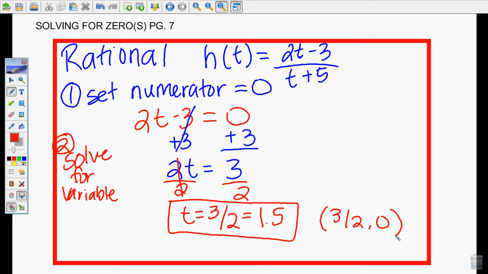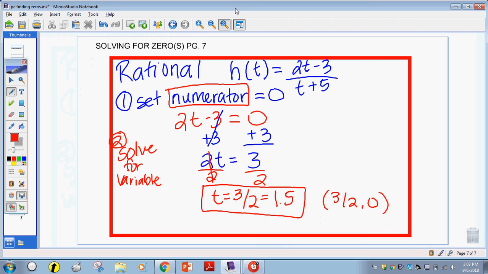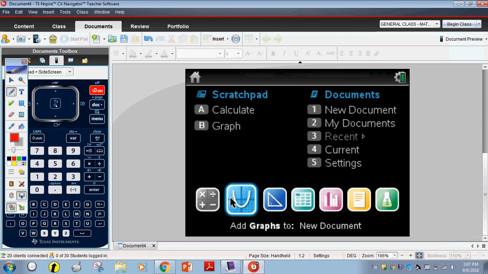So again, for rationals, we set the numerator, that's the key word, equal to 0. And then we solve for the variable. However you have to solve for the variable is how you solve for it. And then we can use our calculator to double check ourselves. So I'm going to go to my handy dandy calculator and add a new graph.